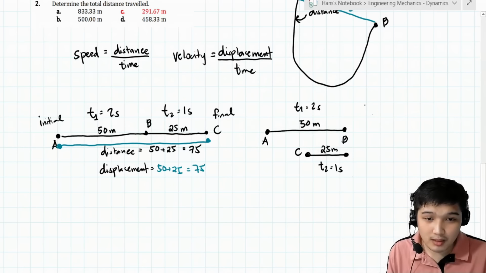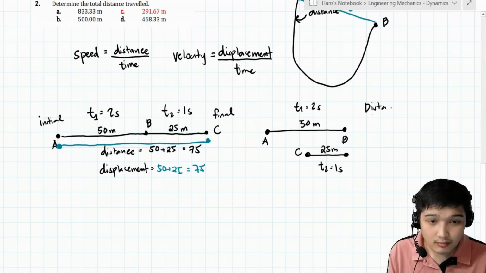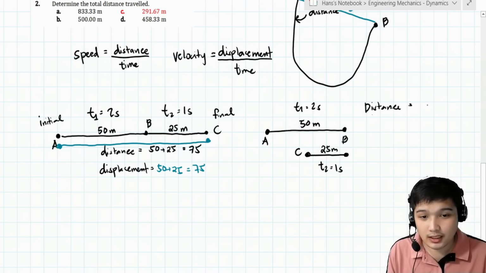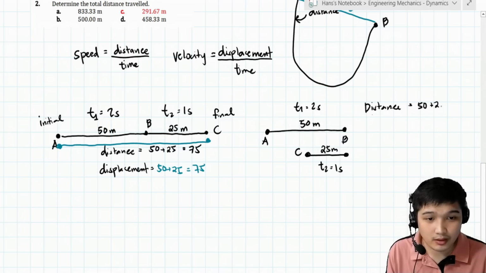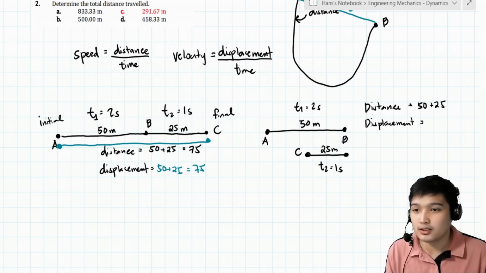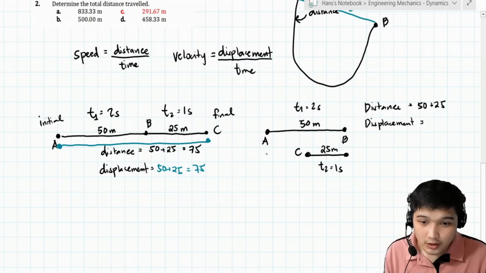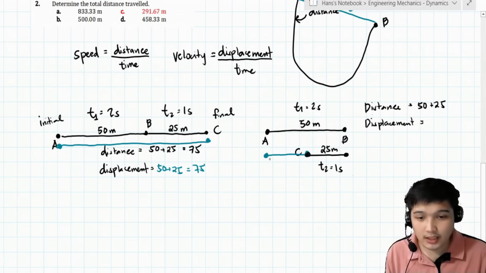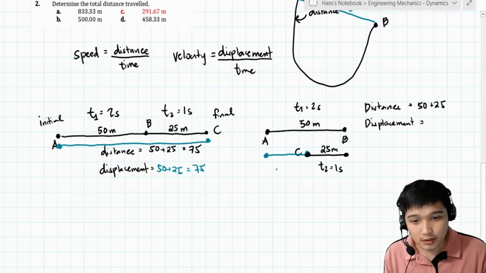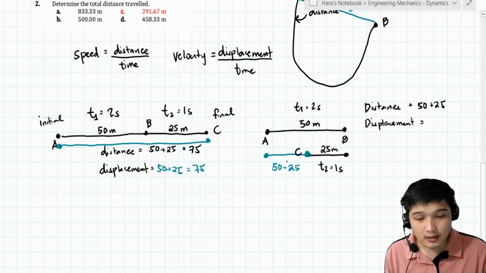So, pag sinabi nating distance, that is the total length ng dinaanan niya. So, that is still 50 plus 25. Kapag displacement, that one is yung straight line, no? So, ito yung A, dito yung C. So, ito yung straight line connecting the initial and then yung final. So, in that case, ito na lang siya, which is what? 50 minus 25.